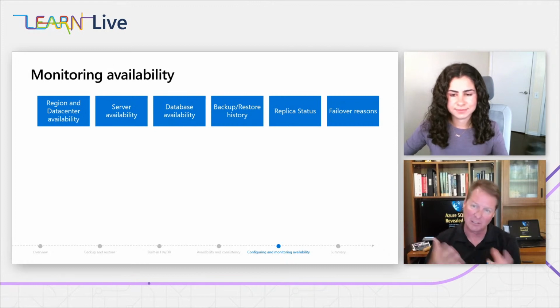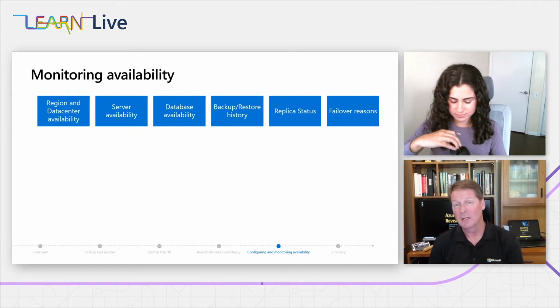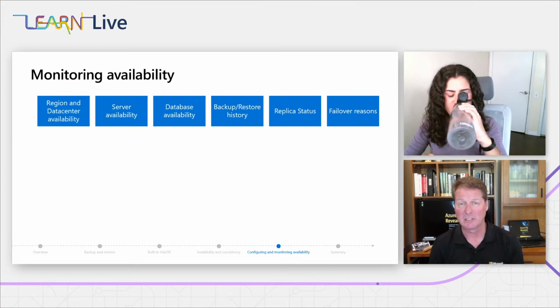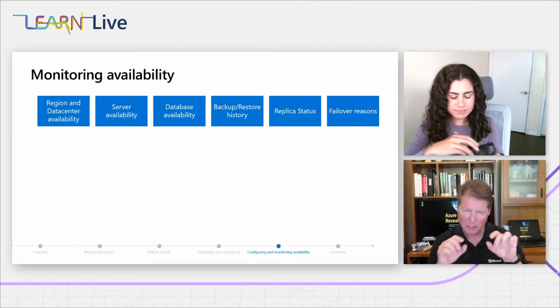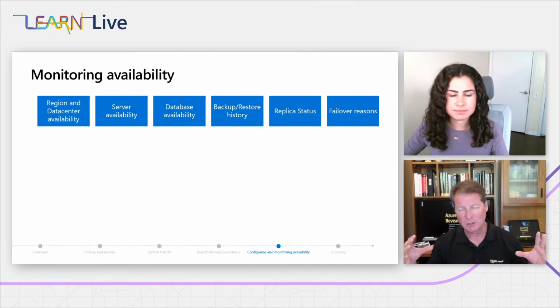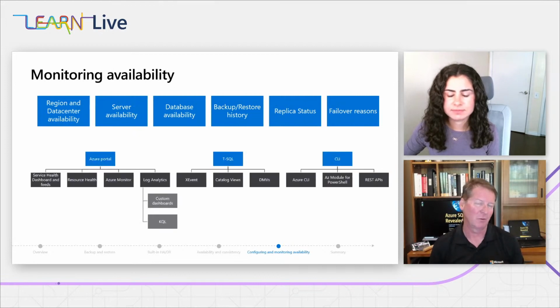Is it being synchronized? And then also, if a failover occurred, you might want to find out the reasons behind why that happened. So there are different things you want to monitor, and we give you certain assets to do that in different ways: one through the Azure portal, one through T-SQL, and one through CLIs.